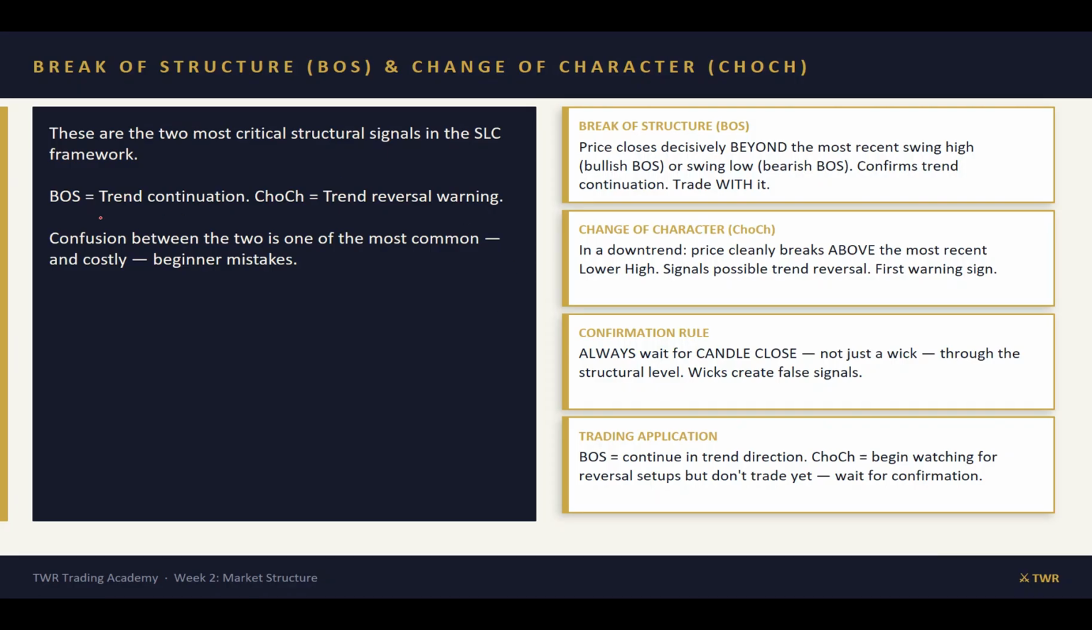So number one, BOS confirms trend continuation, while a change of character confirms a trend reversal warning. Basically, when price in a downward trend makes a clean break above the most recent lower high, it signals potential reversal from bearish to bullish structure. This is the earliest signal of trend transition.